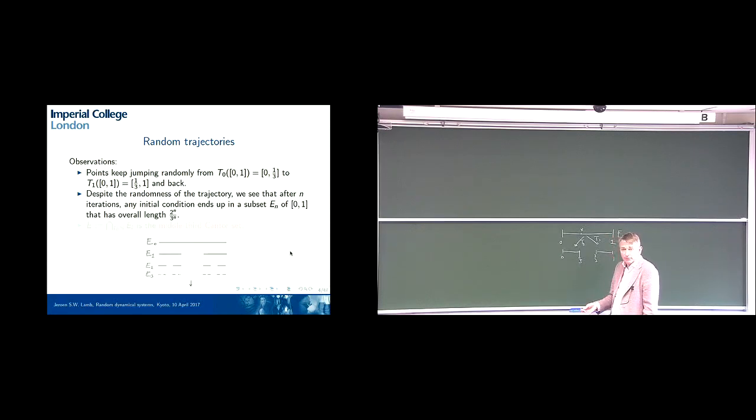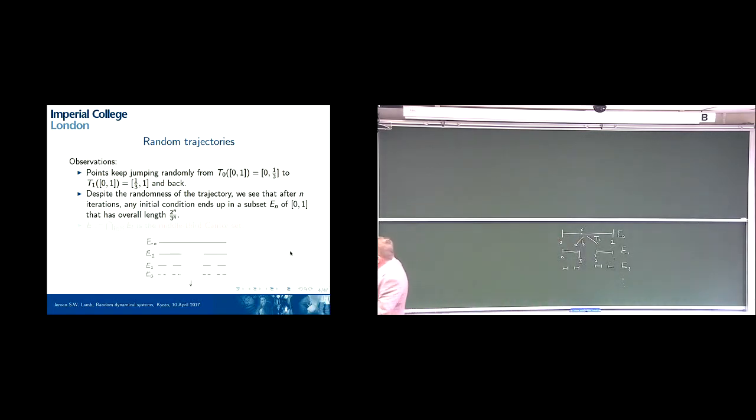Now if I do one more iteration, I get that this whole interval can either go to the left or to the right. So that means it can go to some picture here or there. I call this E2. Etc. So even though I don't know where the point is, I know more and more that it's going to go to some subset of the interval. It cannot go everywhere. There's only a certain admissible set of points that it can visit.